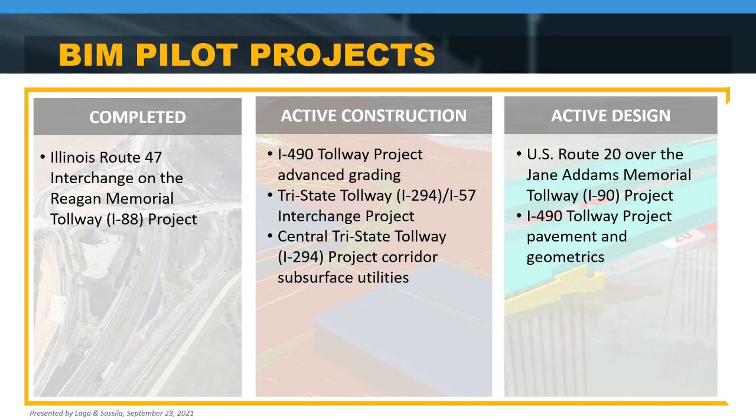We also have the I-57 and I-294 interchange, which did not have a model as a legal document, but the team is still collecting utility data and digital as-built information. Similar is our largest corridor reconstruction project at the moment, the I-294 Central Tri-State reconstruction, where subsurface utility information is being collected and captured.